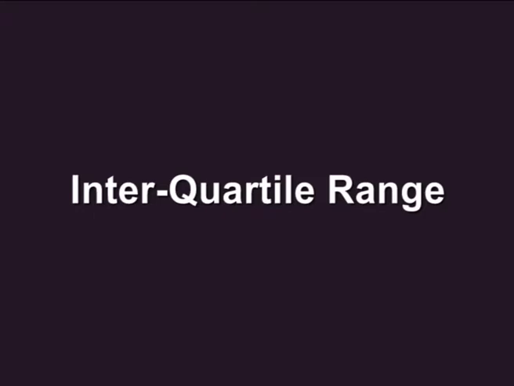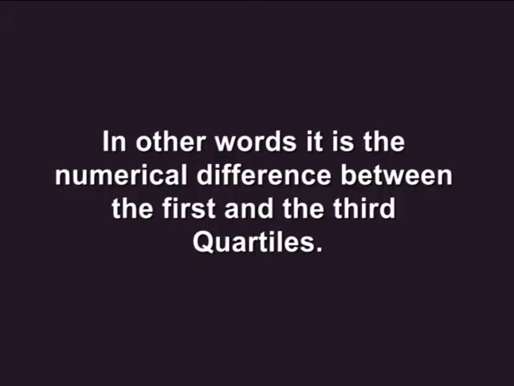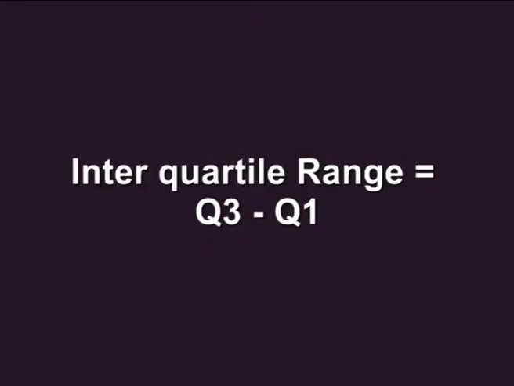The second measure of dispersion is inter-quartile range, which is not affected by the outliers of the data, but nevertheless conveys the idea of range. It measures the spread of the middle 50% of an ordered data set. In other words, it is the numerical difference between the first and the third quartiles. Inter-quartile range is third quartile minus first quartile, that is Q3 minus Q1.